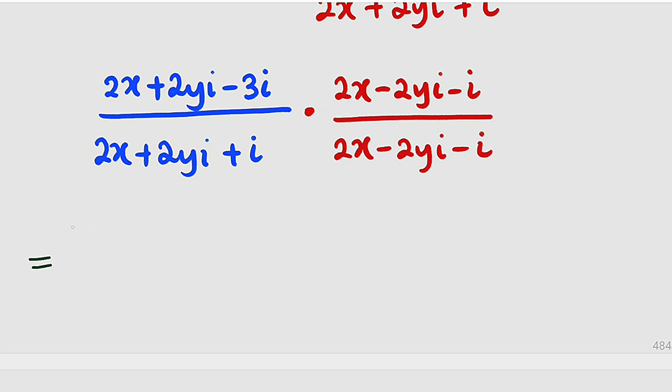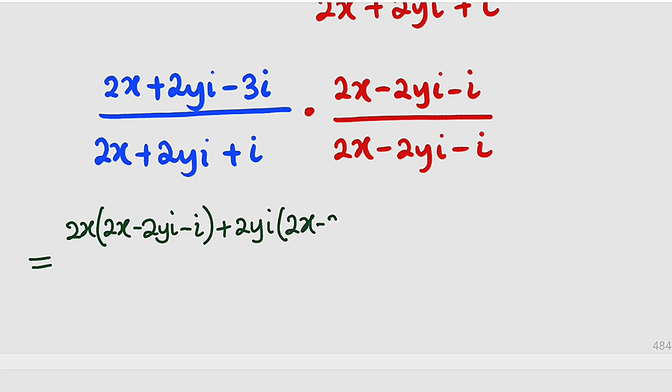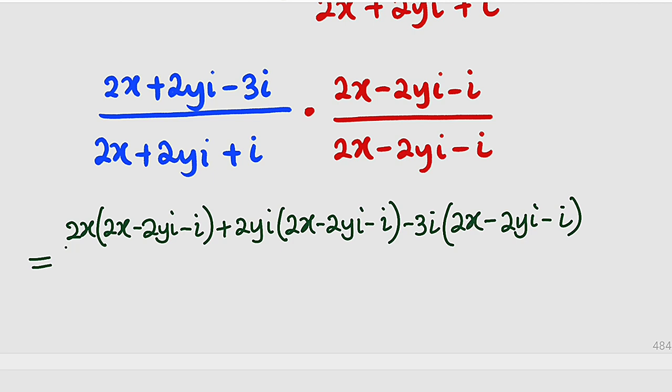This is equal to, at the top, we have 2x. We're going to distribute it over 2x minus 2yi minus i. Then you take the second term, which is 2yi. We also distribute it over 2x minus 2yi minus i. Then we take the last one, which is negative 3i. Negative 3i, distribute over 2x minus 2yi minus i.